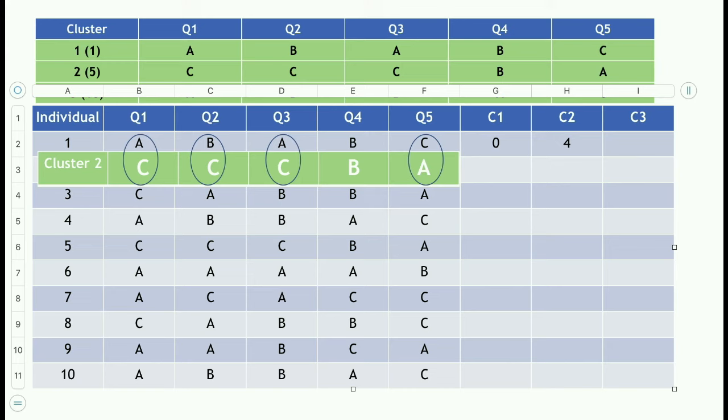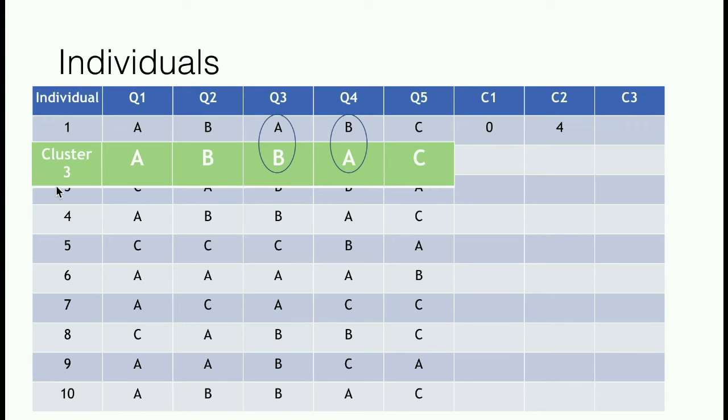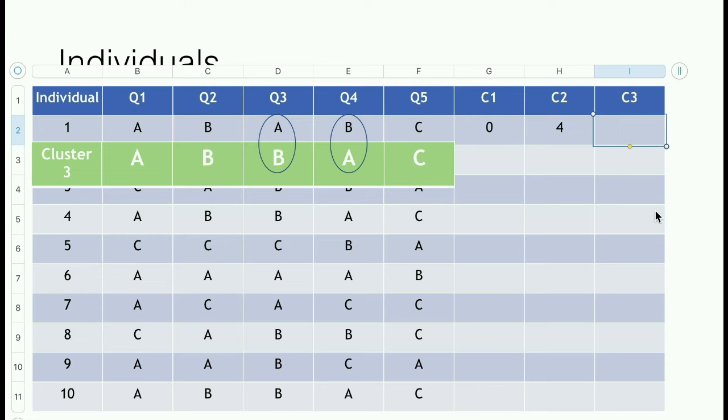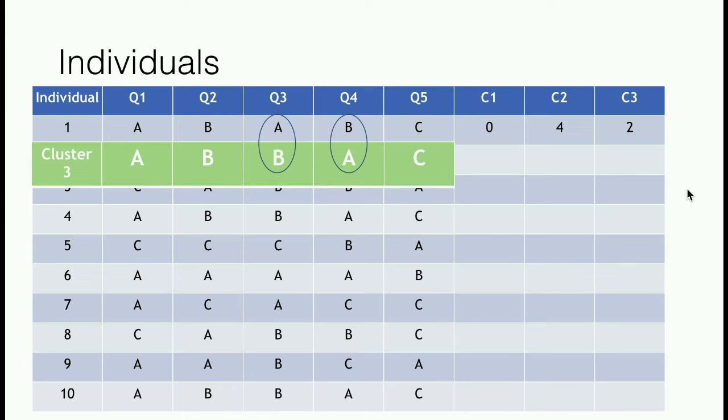So it might seem that was a bit too easy, or a bit too basic for it to be right, but that's actually the correct protocol. So we just follow those steps. We do the same with cluster number 3, and we line up the things that don't match. So we can see here, question 3 and question 4 don't match between the individual and the cluster centroid. So here we have 1, 2. So we put here that the distance away from cluster 3 is equal to 2. So quite easy.